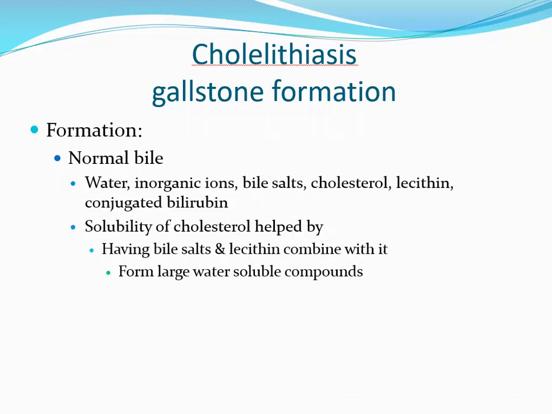In order to understand how gallstones form, we must first understand normal bile. Normal bile consists of water, inorganic ions, bile salts, cholesterol, lecithin, and conjugated bilirubin. The problem is the cholesterol. The solubility of cholesterol is helped by having the bile salts and lecithin combined with it. This forms large water-soluble compounds.